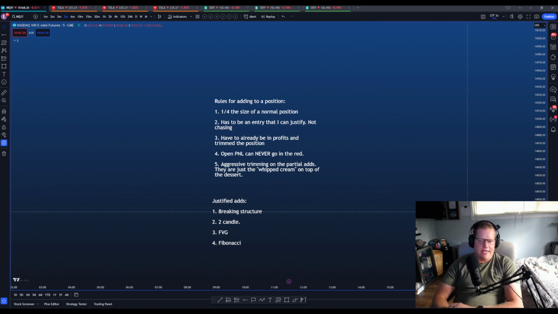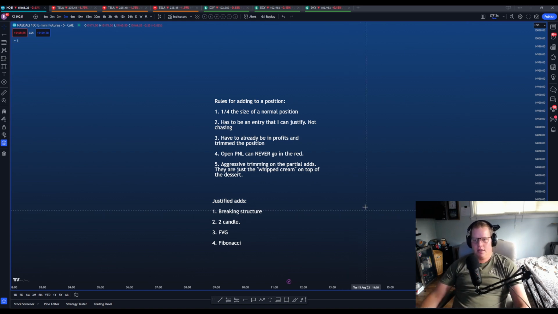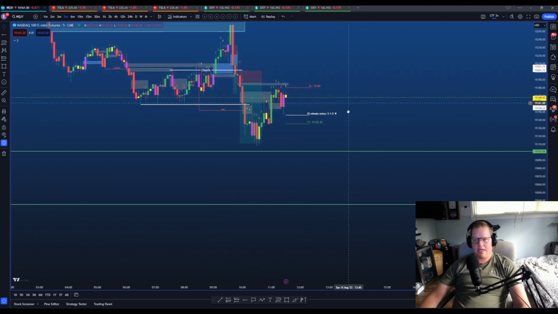And the fifth is I need to be aggressive trimming on the partial adds. They are just whipped cream on top of the dessert. So think of it like, I'm already in a winning trade. I've already got the slice of pie on Thanksgiving. This is just the whipped cream on top to make it even better. So with that said, let's look at an example from today.